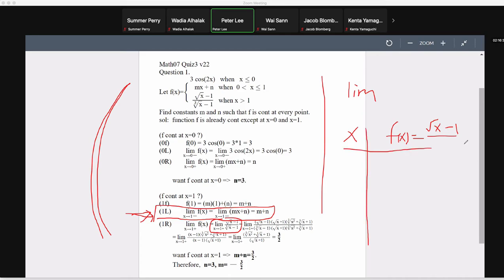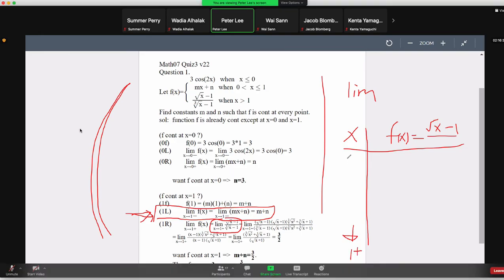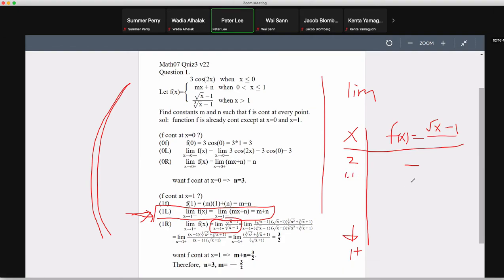You have a limit table, and then x goes to 1 plus. When x is about 2, you get a number. When you get 1.1, you get a number. When you have 1.000001, you get a number. And by the time here, you could see this is 1.5 and 1.5. And then you make the conclusion that this must be 1.5.